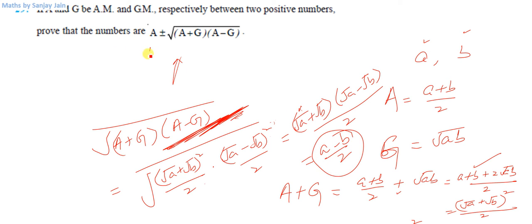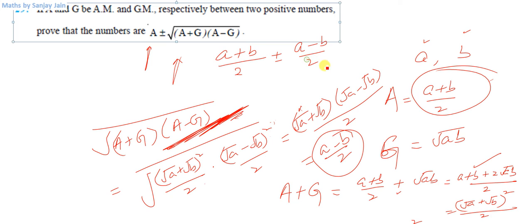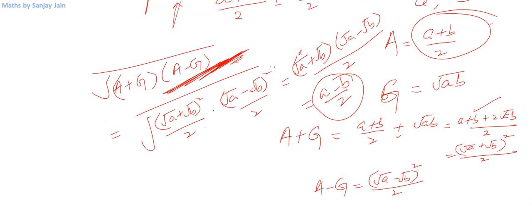And what is this A? A is a plus b by 2. Now let me check what is the result. A plus b by 2 plus minus a minus b by 2. So when I consider the plus sign, a plus b by 2 plus a minus b by 2, and this b will get cancelled, so it will be 2a by 2. So yes, it will be equal to a, and when I consider the negative sign, I have b there. So yes, these are the numbers. Okay, so you can think about this question in this way.